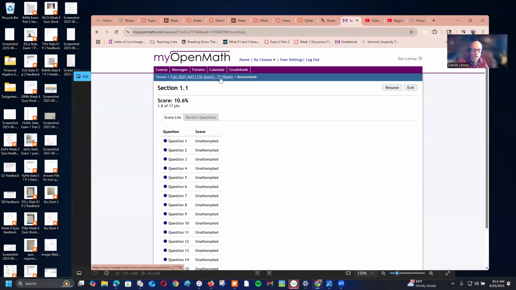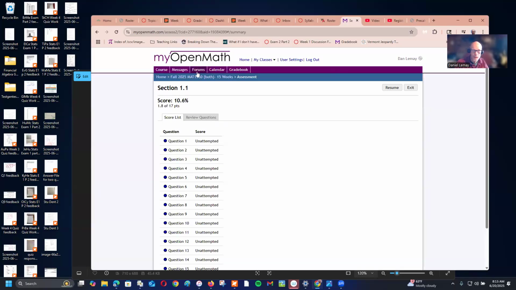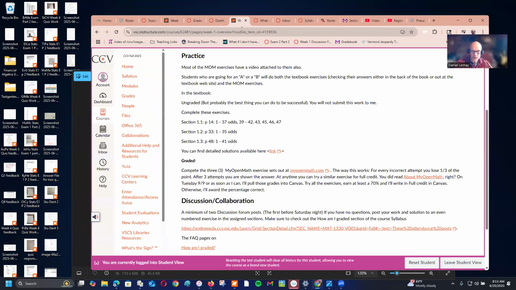You get 3 things to do with it in, cancel. I don't know what I'm doing. Oh, isn't that weird? I'm not going to leave that page. I'm going to keep on this page. I'm going to go back to Canvas.